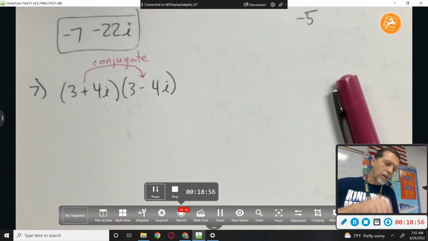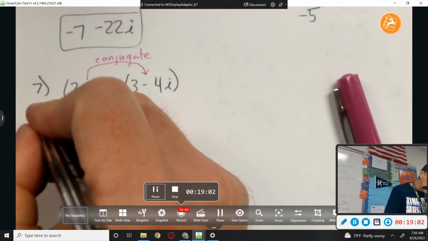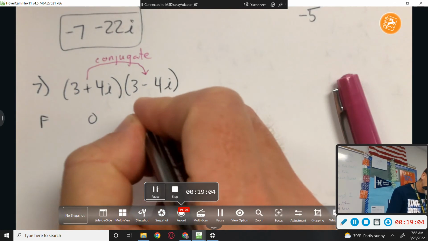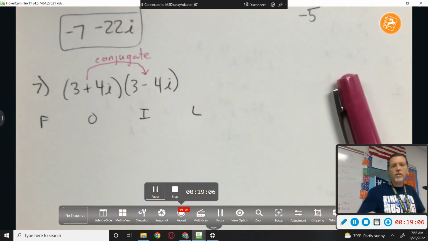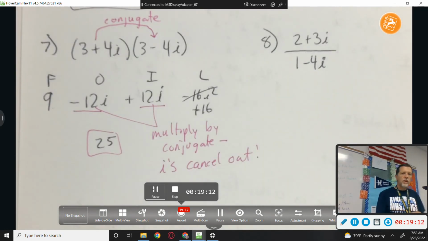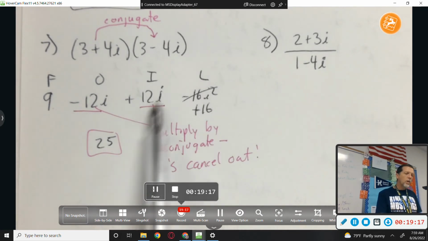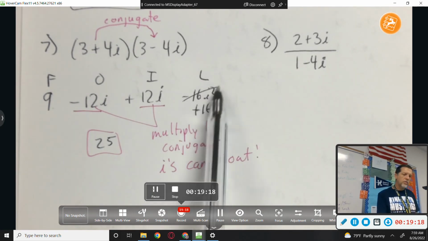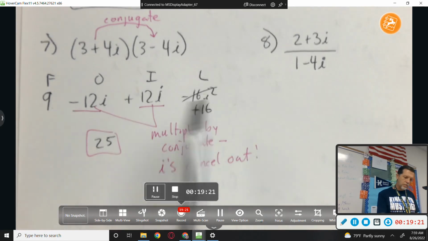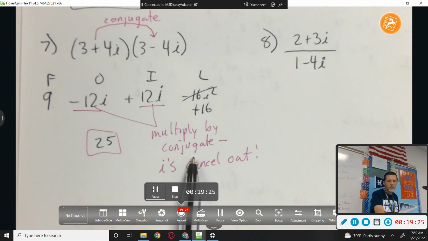Something kind of funny, weird, unique, helpful happens. So FOIL that out, and we'll pick some more volunteers. I'm going to press pause. So if you're watching at home, FOIL it out, and then we'll check back. So the answer is number 7. First, outside, inside, last. The O and the I cancel. i squared changes that sign. 9 plus 16 is 25. Conjugate, the i's always cancel out.